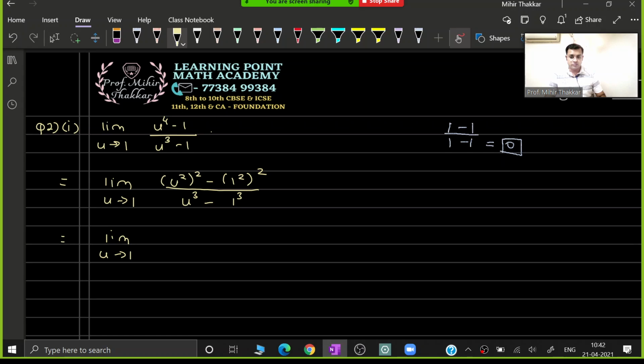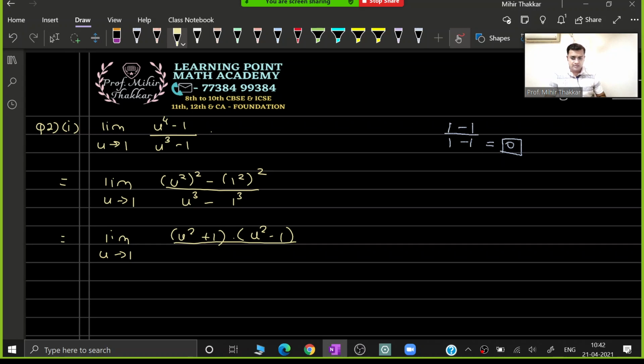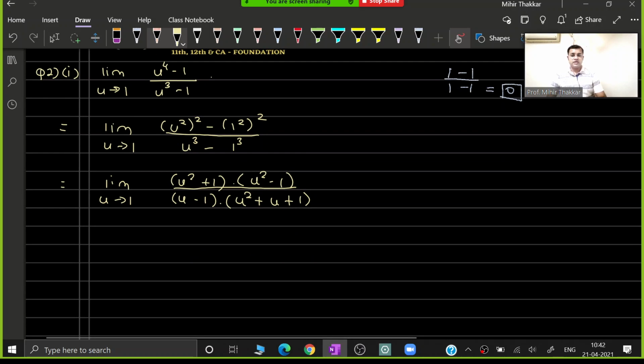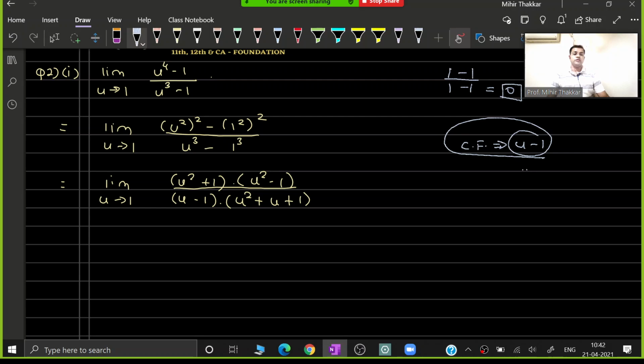Limit as u tends to 1. So this is u square plus 1 multiplied by u square minus 1, divided by, here it will be u minus 1 into u square plus 1 into u, that is u, plus 1 square, that is 1. So guys, if you observe the question carefully, I can identify that the common factor will be u minus 1 over here, and that's ready in the denominator.